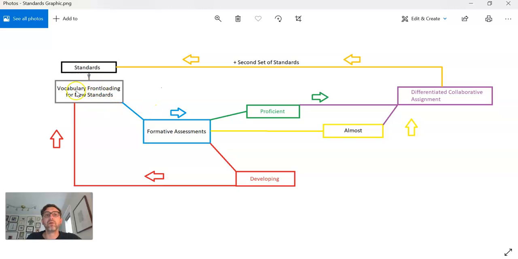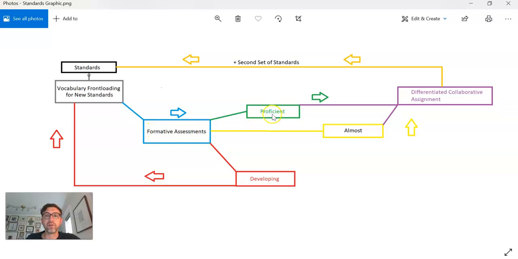Once they have done well enough on this test to pass, we move forward into the formative assessments, and now, based on what they've done on this test, we can differentiate these formative assessments, perhaps group these formative assessments to work on things that the students did not do as well on the test.